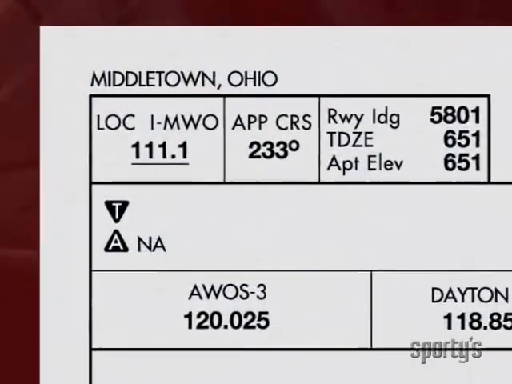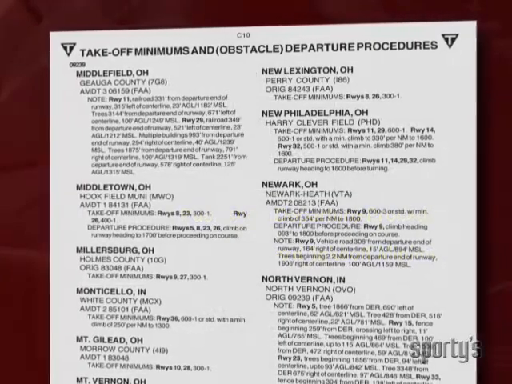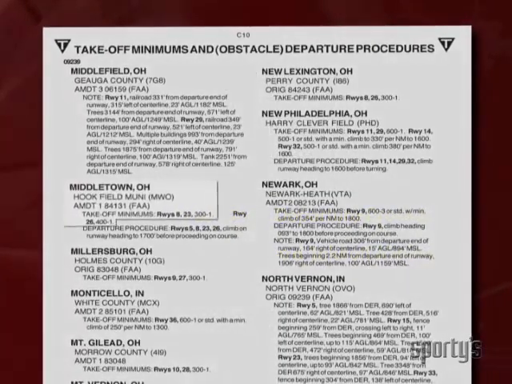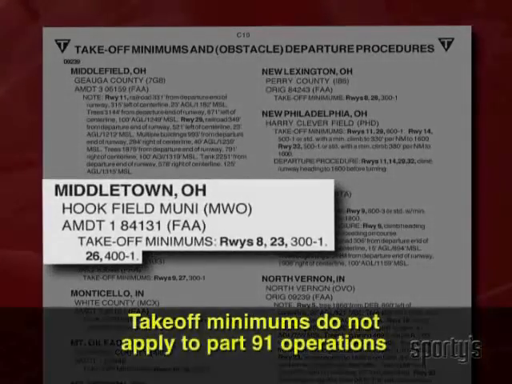An inverse T printed in the notes section of FAA approach charts indicates that the airport has a published departure procedure and/or non-standard takeoff minimums. If you see this symbol, refer to Section C of the TPP to see if there is a departure procedure for that airport. The takeoff minimums do not apply to Part 91, but it's a good idea to abide by them anyway, especially in unfamiliar terrain. Any obstacles will still be present regardless of the operating rules for your flight. The takeoff minimums may provide a chance to see them before it's too late.